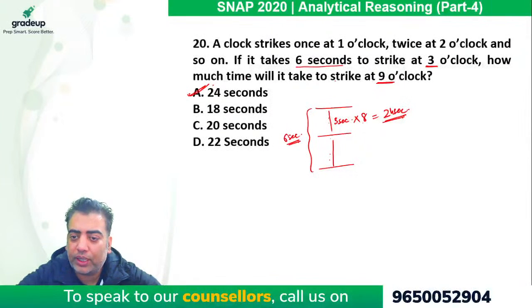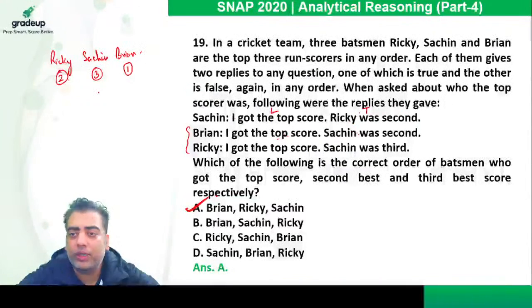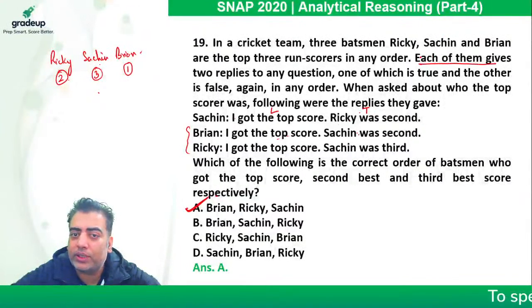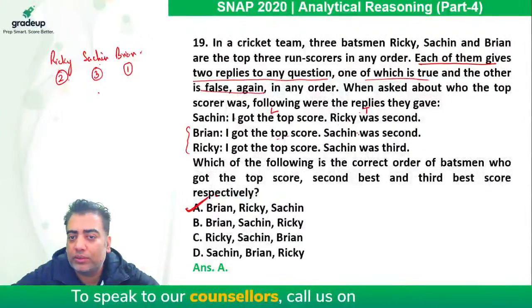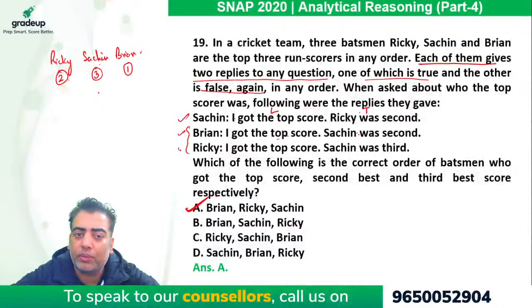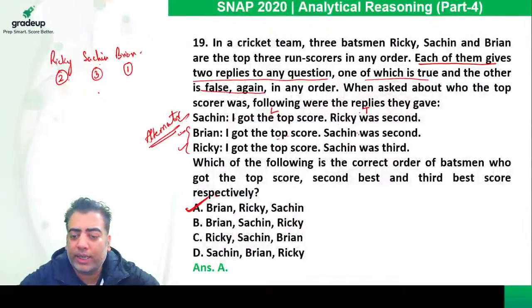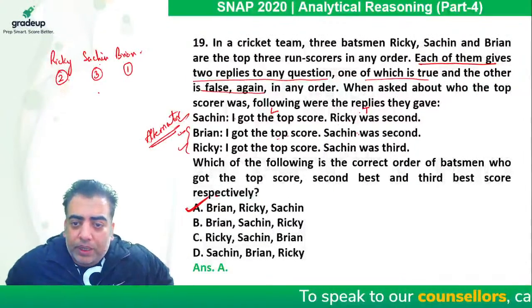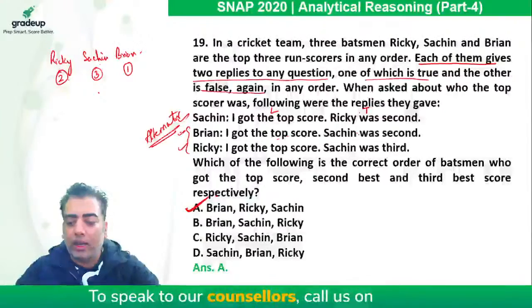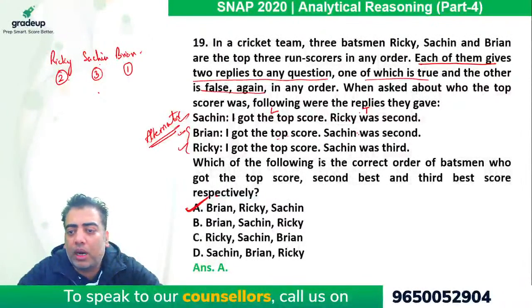Yes, Abhishek, that's what we did. But here, Abhishek, given to me is all of them are the same. Read it carefully. Each of them gives 2 replies to any question, one of which is true and the other is false. Right? It is true for all of them. All 3 are alternators. So the case you are talking about, in that one person is a liar, one person is a truth teller, and one of them is an alternator. Here all 3 of them are alternators. Is it done, Abhishek?